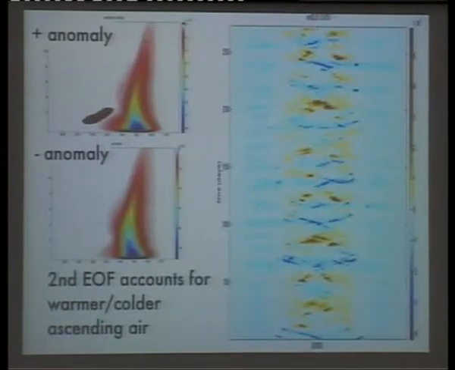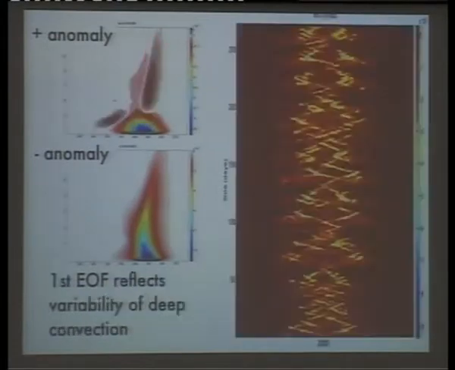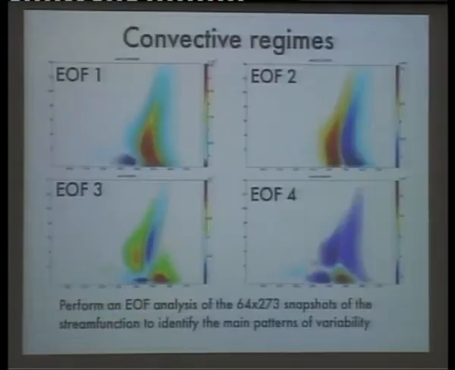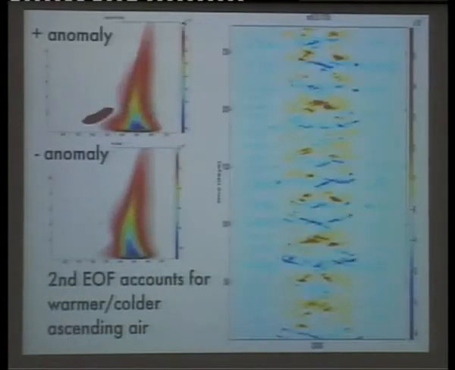The second mode is quite nice. Maybe it's easier to see: the second mode is the structure of the anomaly itself. It looks like the horizontal derivative of the mean. So if you have a positive anomaly, it corresponds to the same structure of the stream function, but shifted toward higher values of theta e. The negative anomaly corresponds to the same structure of the function, but shifted toward lower values of theta e.